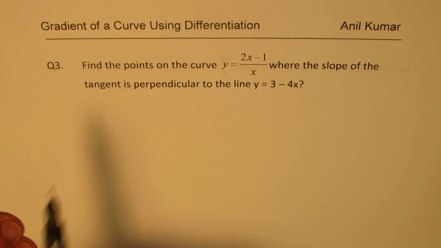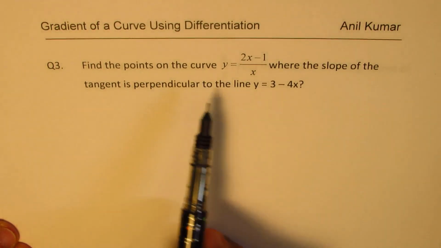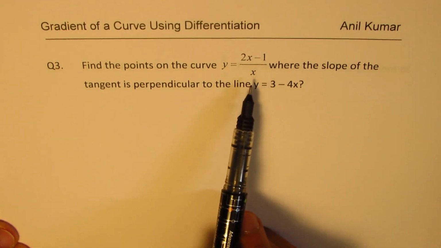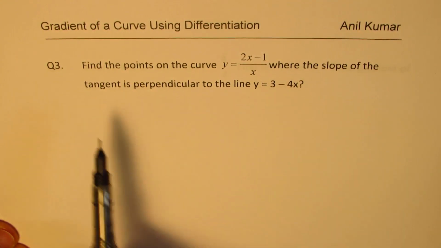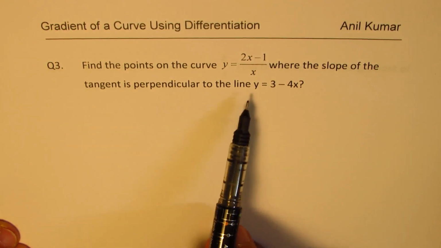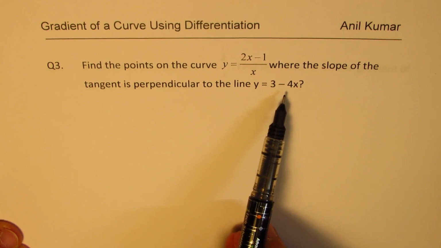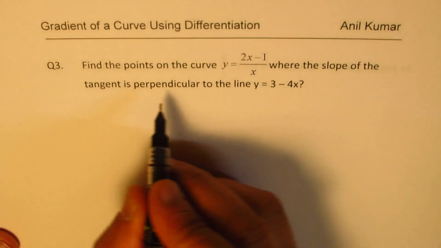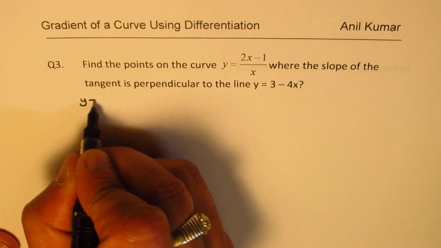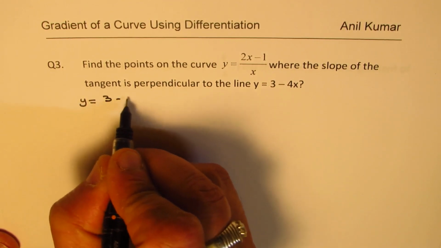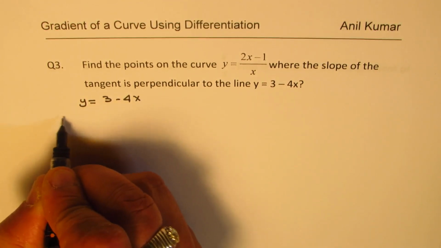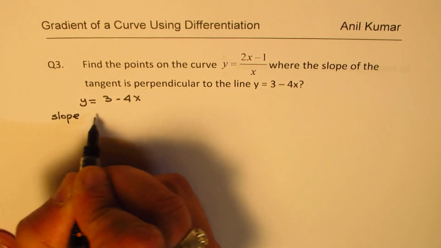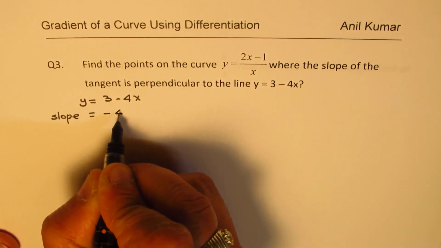Here is question number 3. Find the points on the curve y equals 2x minus 1 over x, where the slope of the tangent is perpendicular to the line y equals 3 minus 4x. So slope means gradient. So let's work on the line given to us. We are saying y equals 3 minus 4x. So the slope of this line is what? The slope of this line is minus 4.